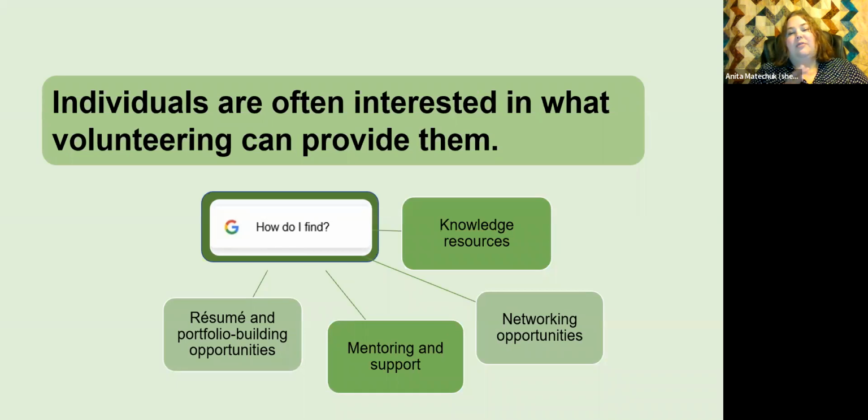The other thing that we were interested in was building our resume and portfolio building opportunities. And the individuals who are looking for these areas could be students, new to TechCom, or individuals who had proprietary documents that they couldn't share in their portfolio. So a volunteer opportunity was perfect for them.